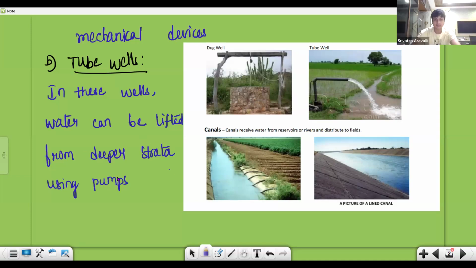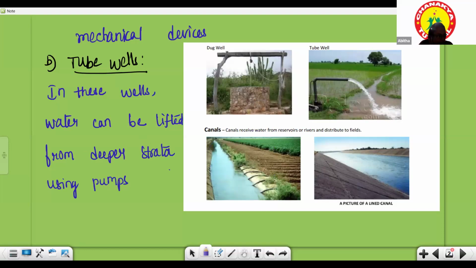Okay, the next one is canal. So next category is canals. Canals are also used for irrigation. Can you see the picture here? This is usually a very extensive method. In this system, canals receive water from reservoirs like a dam or the nearest river, whatever the water source is. The main canal is divided into branched canals which have distributaries to irrigate fields. Distribution is given to each row and it is going to a crop field.